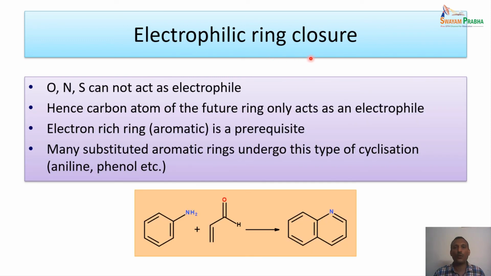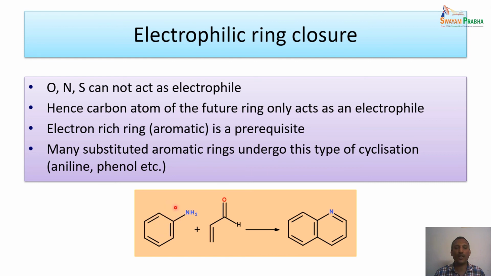In the case of electrophilic ring closure, the reactions are a little complicated because oxygen, nitrogen and sulfur cannot act as an electrophile, because these are electronegative elements. So in these cases, only the carbon atom of the future ring can act as an electrophile. That means we do need an electron-rich aromatic ring for this kind of cyclization reaction to occur. Aniline is one such example.